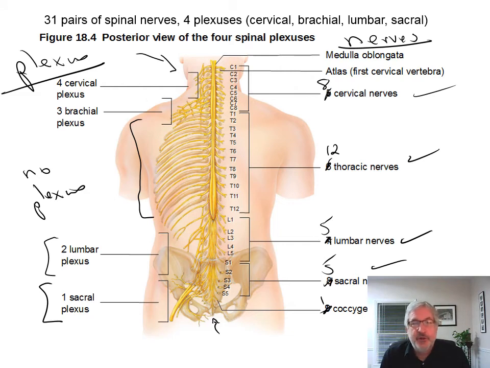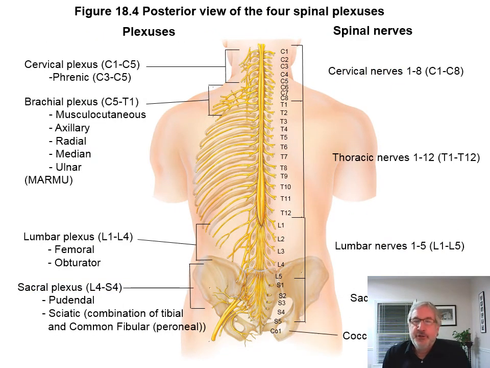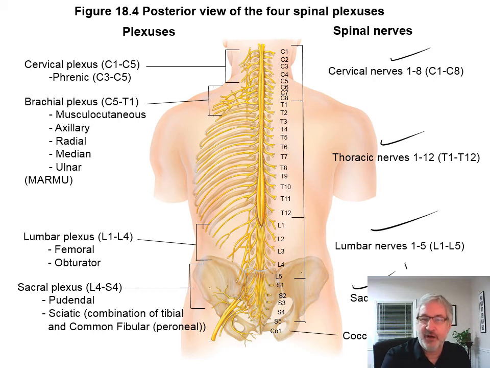So there's your plexuses on the left and the nerves on the right. And we're going to do a little bit deeper dive in the next slide on this. So next slide. So the cervical plexus, so on the spinal nerves on the right, same thing. I'm just going to do the right and I'll do the left. So we have cervical nerves 1 through 8, thoracic nerves 1 through 12, lumbar nerves 1 through 5, sacral nerves 1 through 5, so it's S1 through S5, and then we have 1 coccygeal nerve, so CO1. On the left side, we have the plexuses.